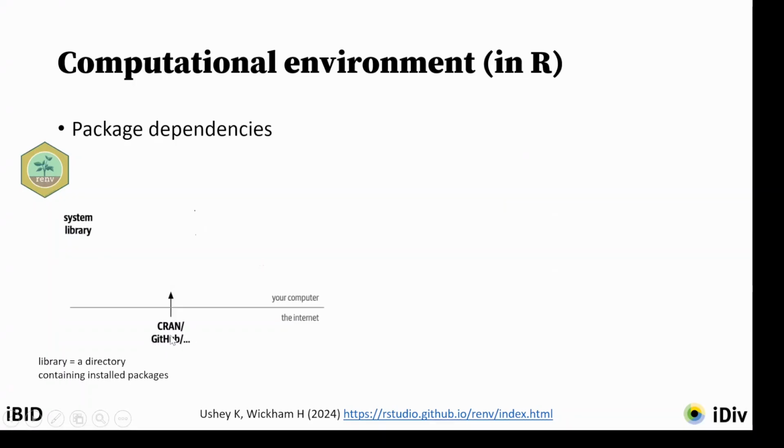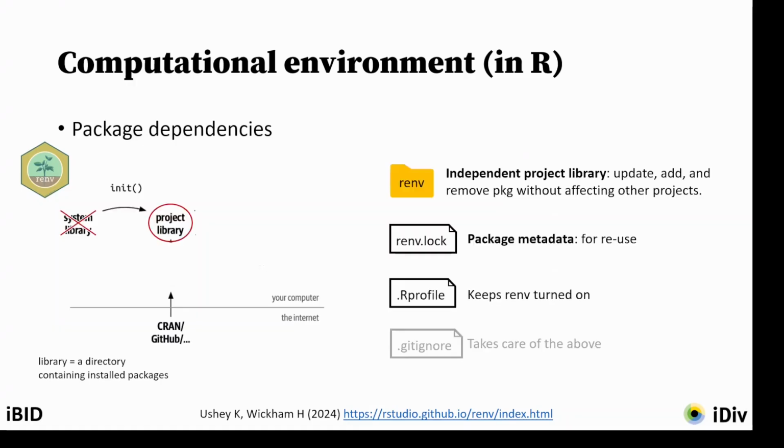We download something from CRAN or GitHub or whatever, and it gets into your computer. Most of us don't necessarily know where it is. It is in your system library. You don't need to worry about it, because what we want to focus on now is what renv presents us, which is this project library. As soon as you have an R script, you call the init function, just as it is, inside your project. What it's going to do is create a project library called renv. It's a folder that is going to appear in your project.